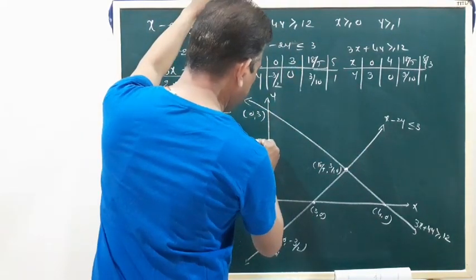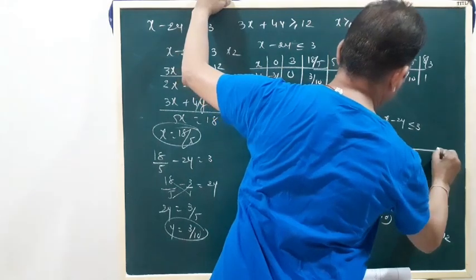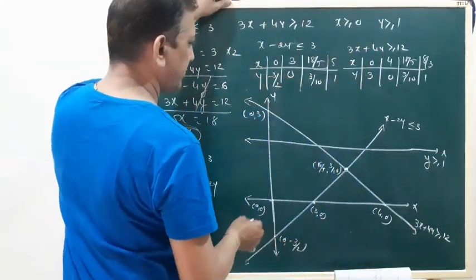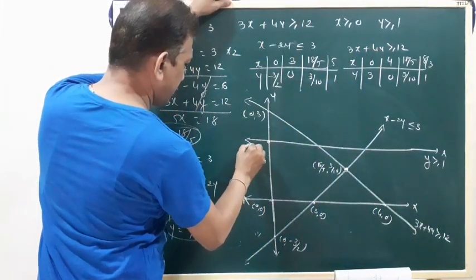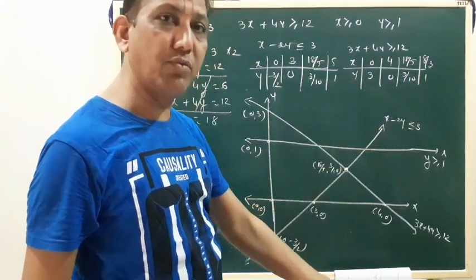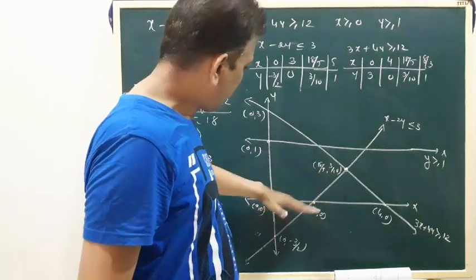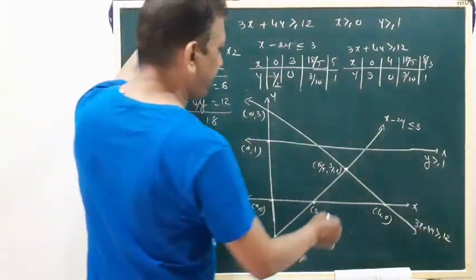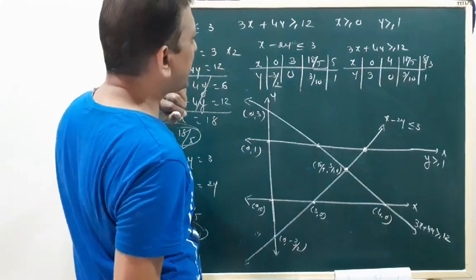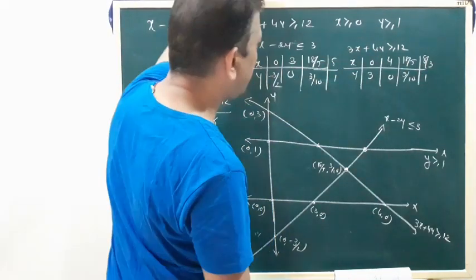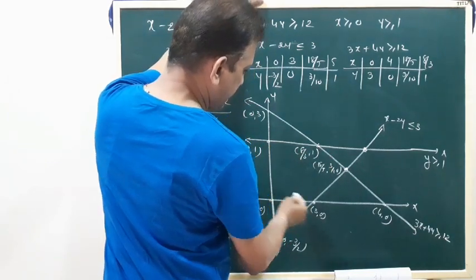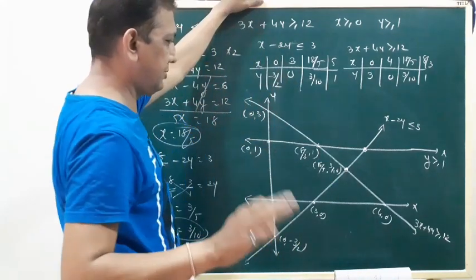Now draw y equal to 1. This line is y greater than or equal to 1, this one. 0, 1. Because the y coordinate of the intersection point of these two lines, 3 by 10, 0.3, is smaller than 1, it is here. Okay. Now 8 by 3 and 1, left side. Okay. Done.